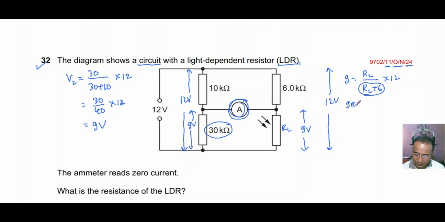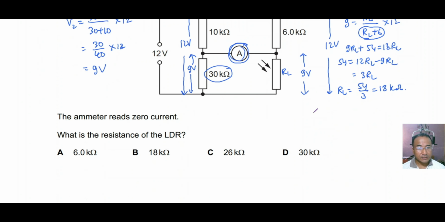So I multiply this thing into 9. So 9 RL plus 9 6s are 54 is equal to 12 RL. So 54 is equal to 12 RL minus 9 RL, which gives 3 RL, and from there I obtain RL is equal to 54 by 3, equal to 18 kilo ohm. So by means of voltage division also it is the same answer. So our answer is definitely 18 kilo ohm, which is choice number B.